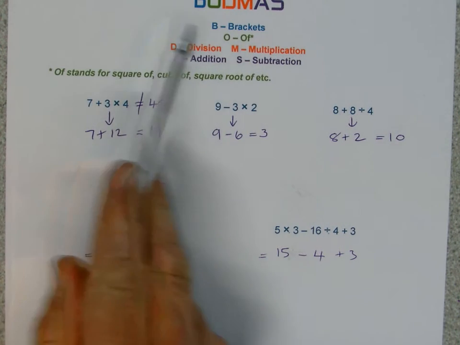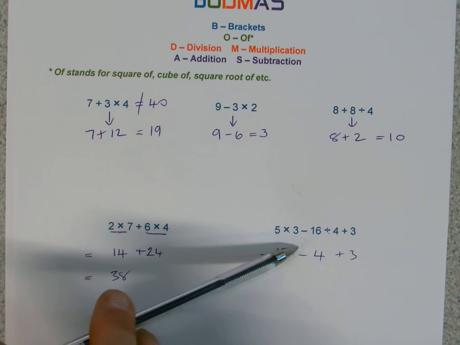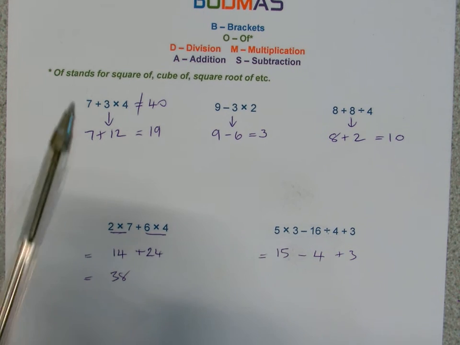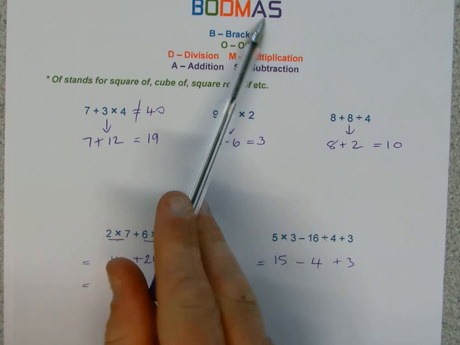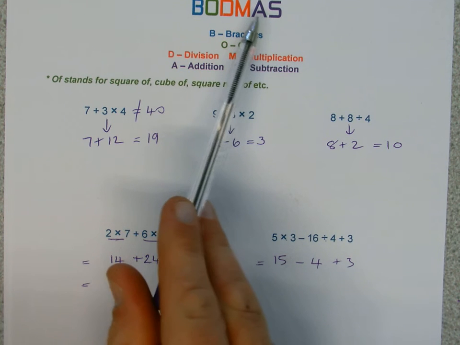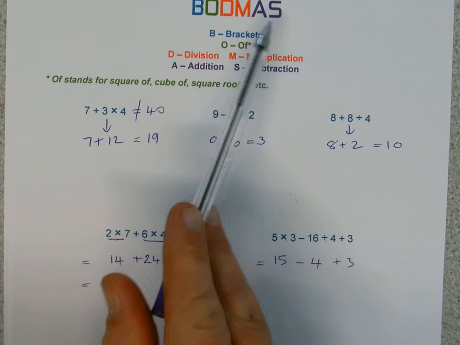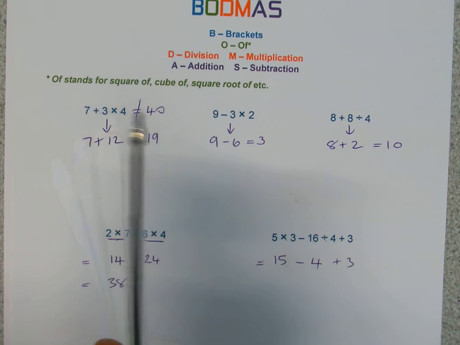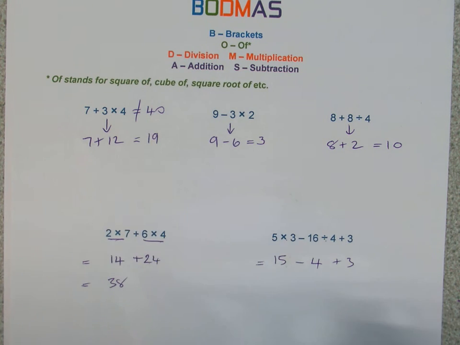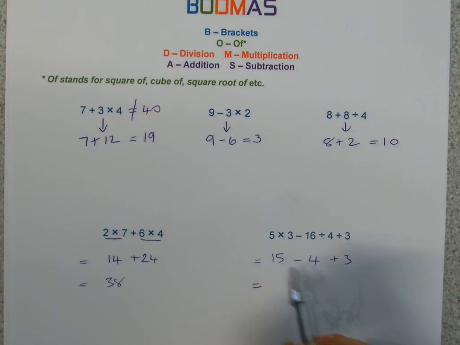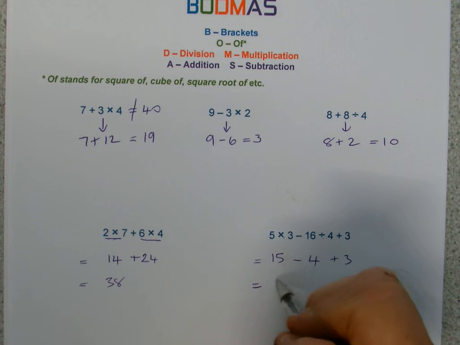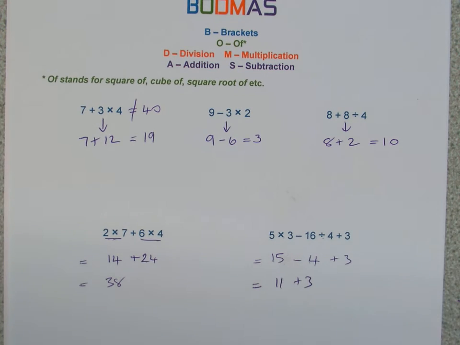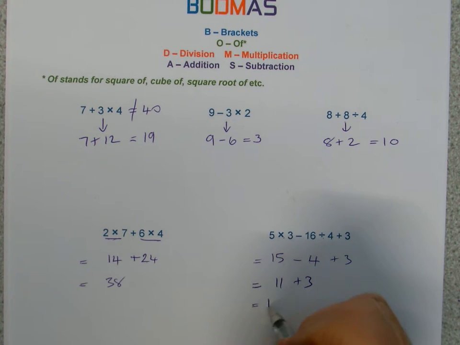Just to remind you again, notice now you've got a subtract and an add. With BODMAS, the A and the S, you'd be thinking you need to add first. But as I said, addition and subtraction are paired. It doesn't matter what order you go in, and I always go from left to right. So in this case, I'm going to take away 15, take away 4 is 11, and then I'll add on the 3, which will give me 14.